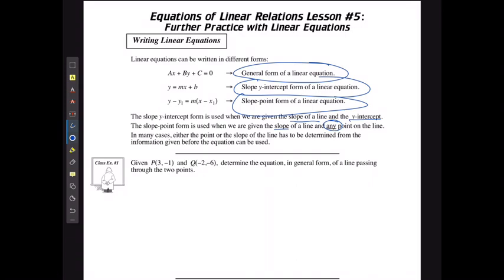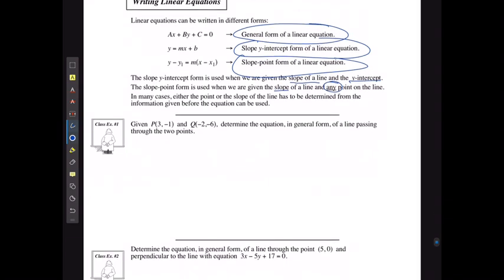In many cases, either the point or the slope of the line has to be determined from the information given before the equation can actually be used. So now we're going to put this into practice using the combination of all three of those methods.